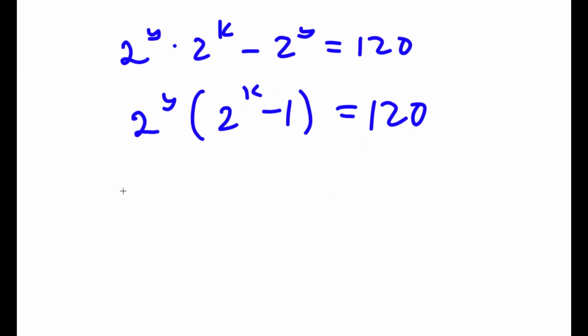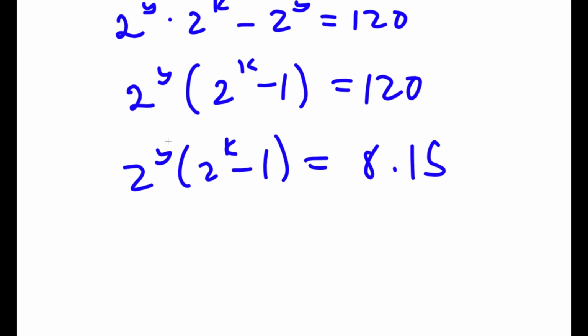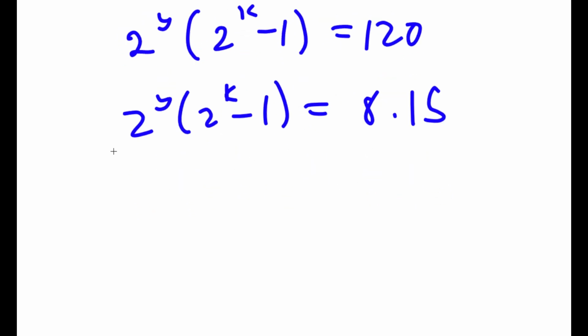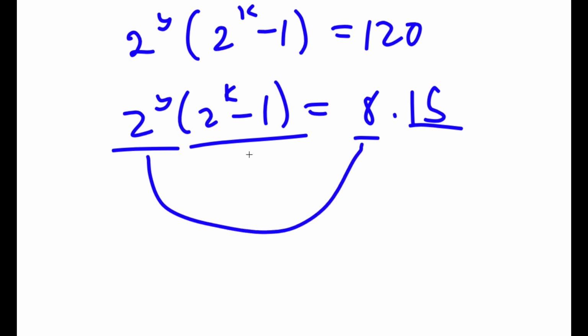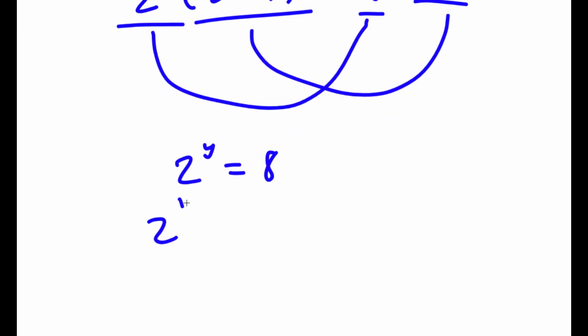Now 120 is the same thing as 8 times 15. And notice how we have an even number, 2 to the power of any number is even, times an odd number, because an even number minus 1 is going to be odd, is equal to an even number times an odd number, meaning these two even numbers are equal to each other and these two odd numbers are equal to each other. So we have 2^y equal to 8, and 2^k − 1 equal to 15.